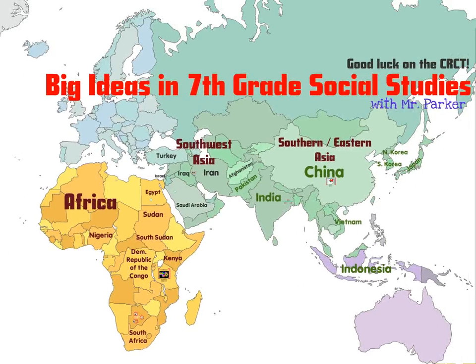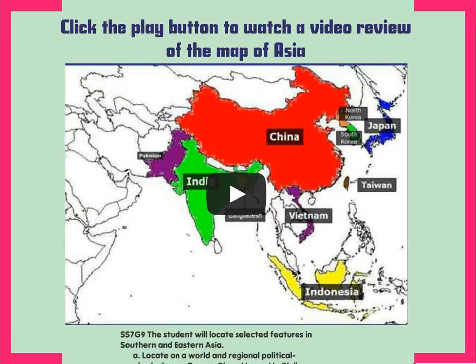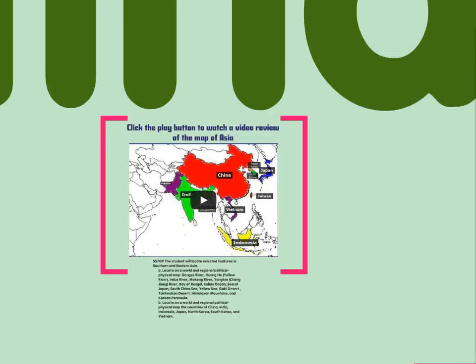All right, so after we learned about Africa, we learned about Southern and Eastern Asia. And like the other regions, we have a really good mapping video here for you to help you remember all the political and physical features. Don't forget to watch the mapping video. So let's talk geography.